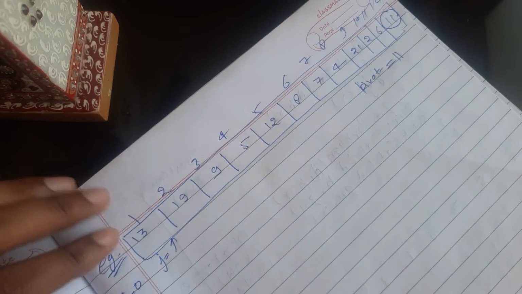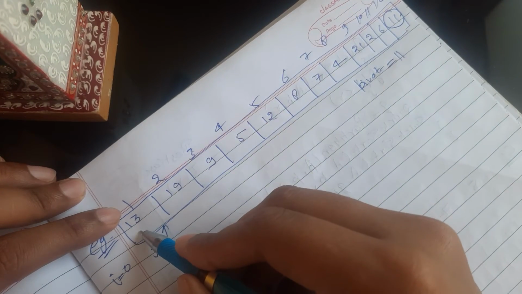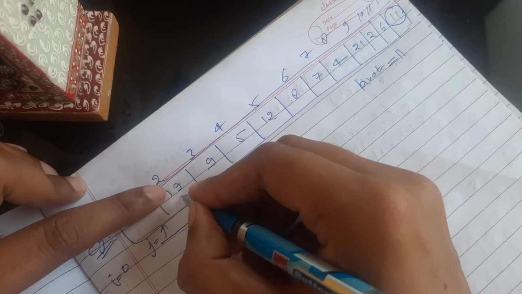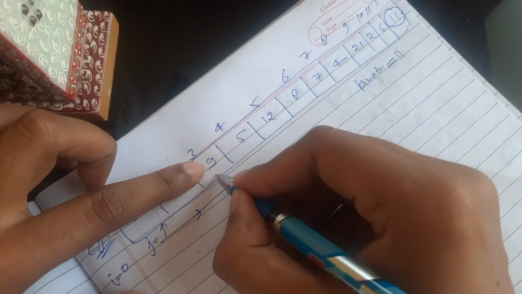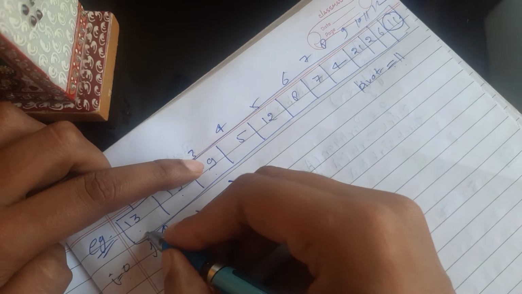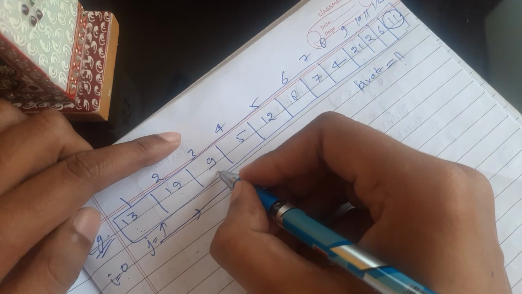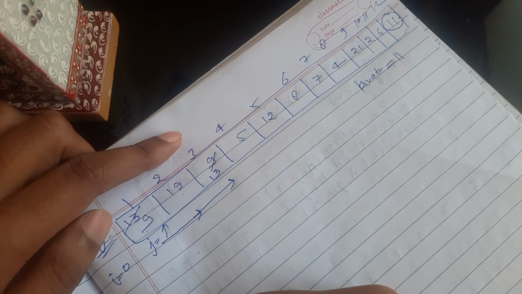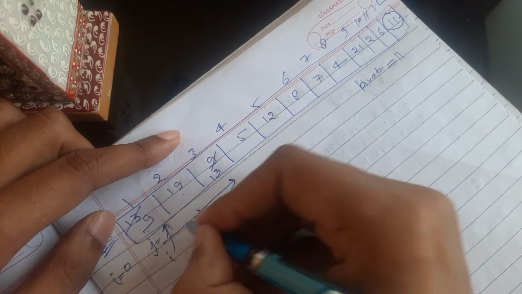to here, index 1. Then is A of J less than pivot? No. Then we increment J. Is A of J less than pivot? No. Then we increment J. A of J is less than pivot, it's true. Then we increment I and exchange A of I with A of J. Then 9 is here and 13 is here.